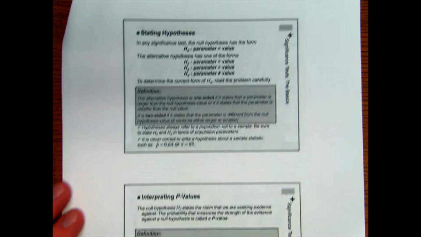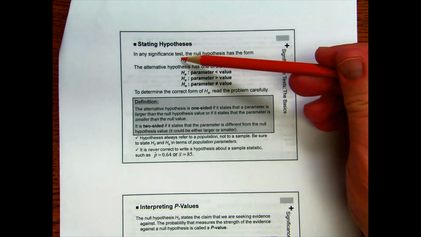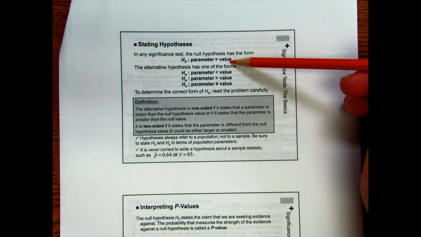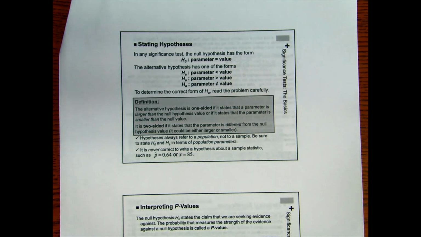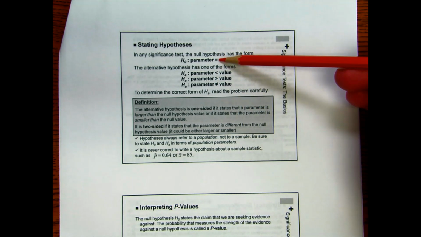All right, in general, this is what the structure is going to look like. In any significance test, the null hypothesis has the form your Ho, the parameter of interest is equal to some particular value. The important thing, or one of the important things to emphasize, is your Ho always has an equal sign associated with it.